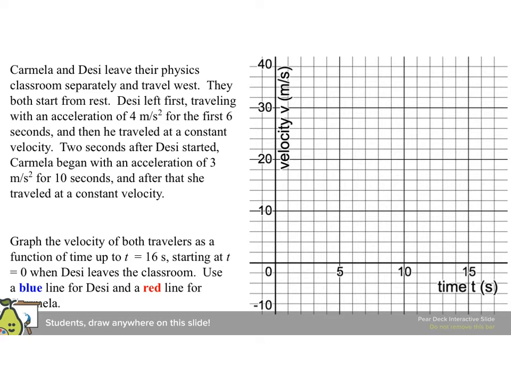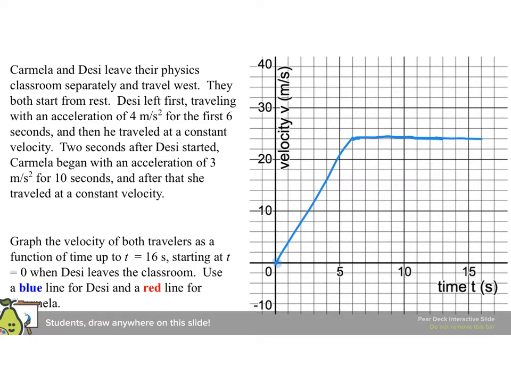Alright, we'll start with Desi in blue. And we're told that he starts at rest, so his velocity should be 0 here. And then has an acceleration of 4 meters per second squared, which is the slope on a velocity graph. So for the first 6 seconds, he gains 4 meters per second every second, so he ends up at 24 meters per second, which would be here, and it would be uniform, so something like this. And then he travels at constant velocity, which means that his line is horizontal. So that's not so bad.